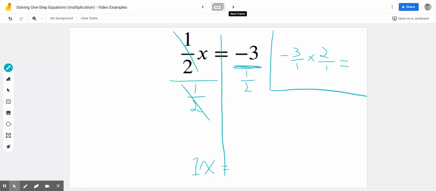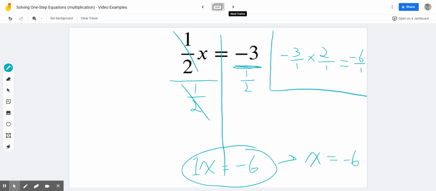Going straight across, there's nothing to simplify. This would just be -3 times 2 is -6. And then really, 1 times 1 is 1. I don't really need to write it over 1. But for my final answer, I'm going to leave -6 all by itself. So your answer will look like this. And your teacher might even say, please don't write the 1 in front of the x. So you can always just have x is equal to -6 for your final answer.